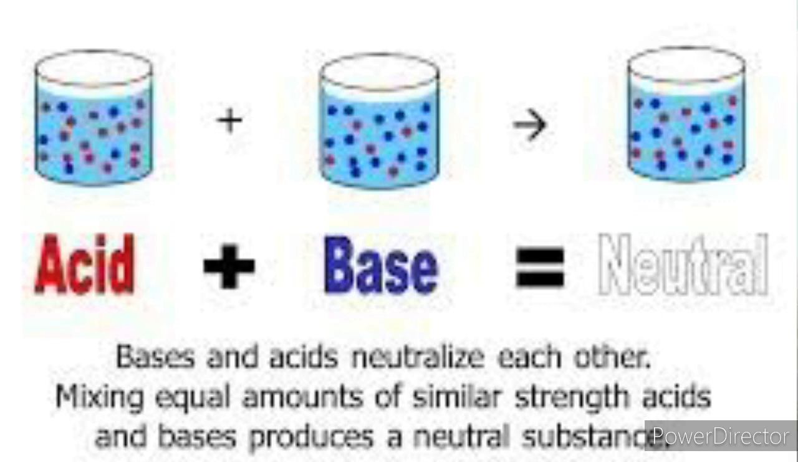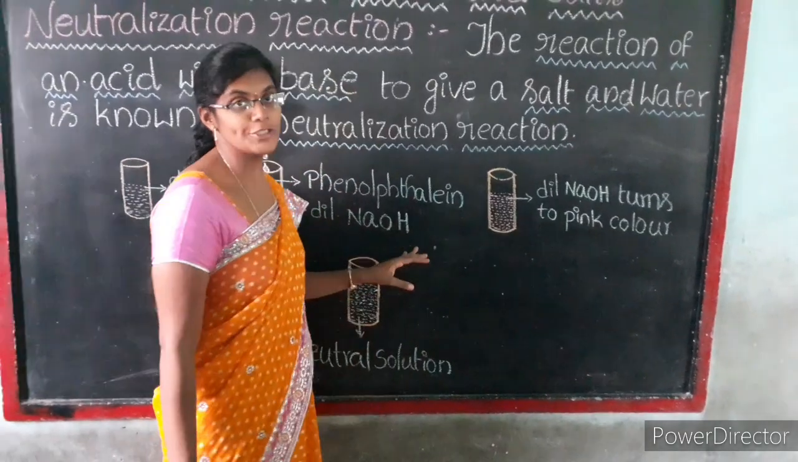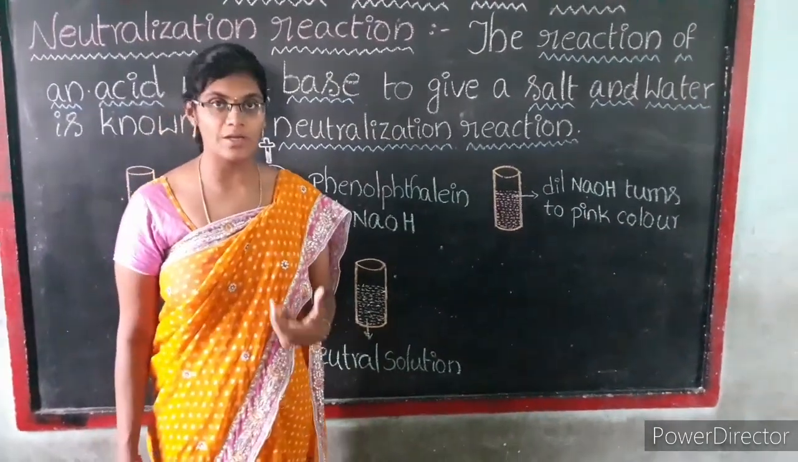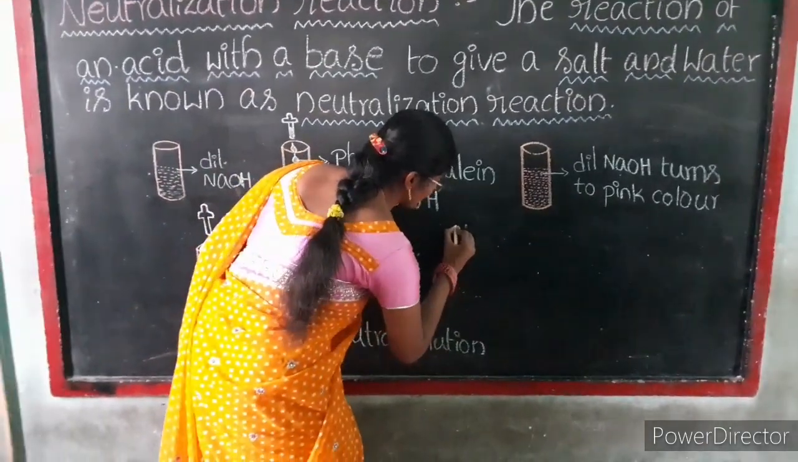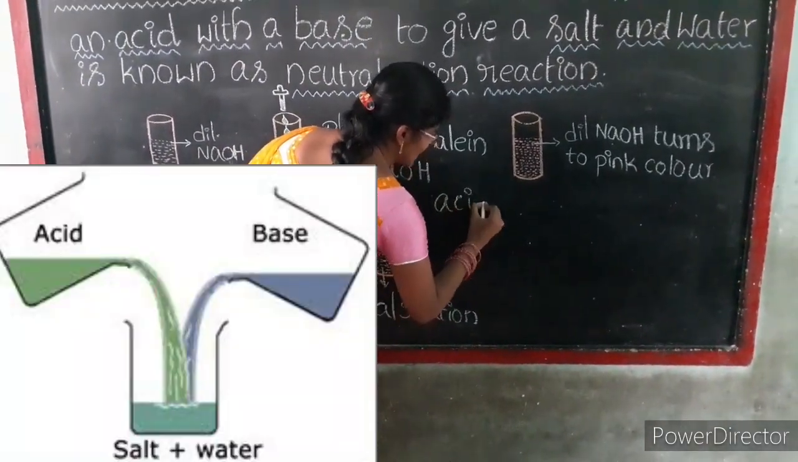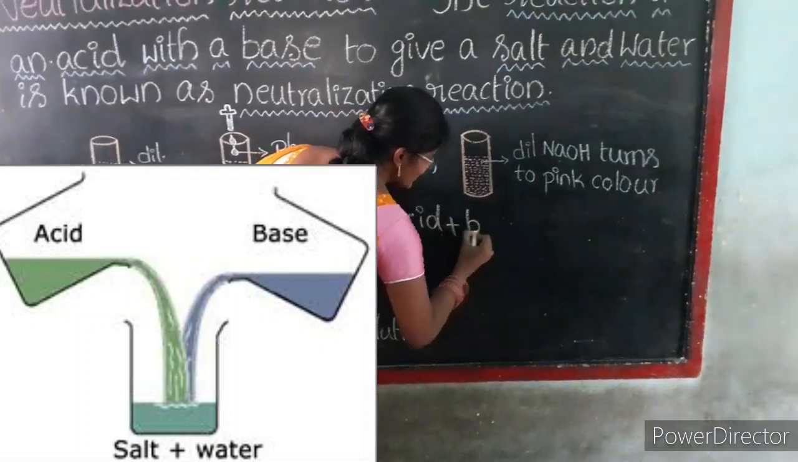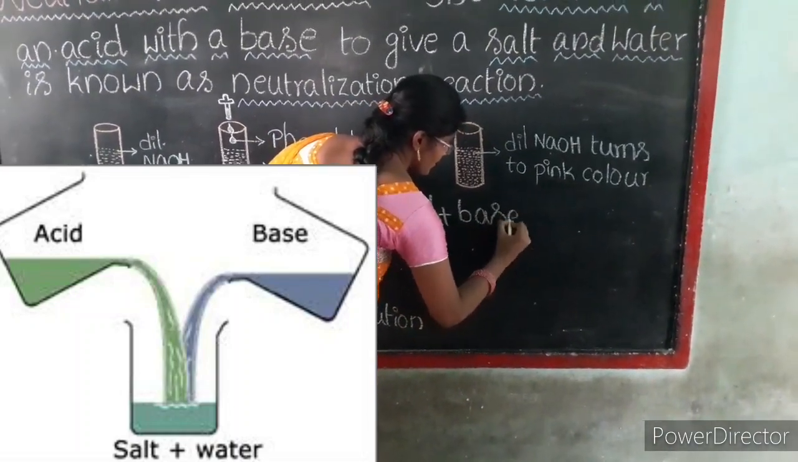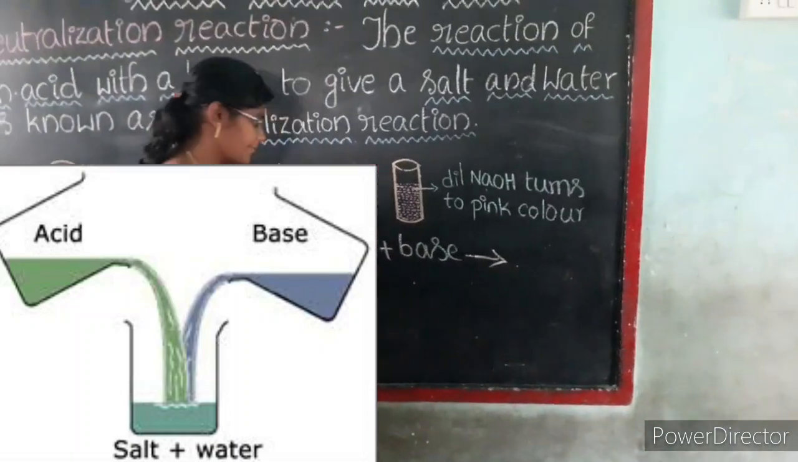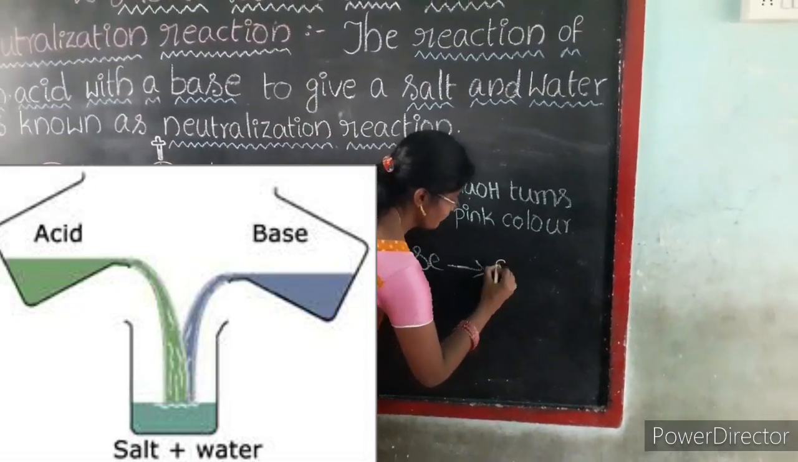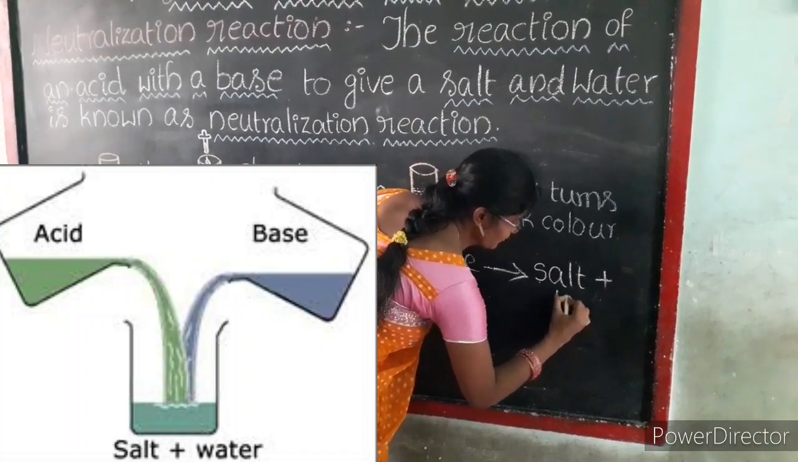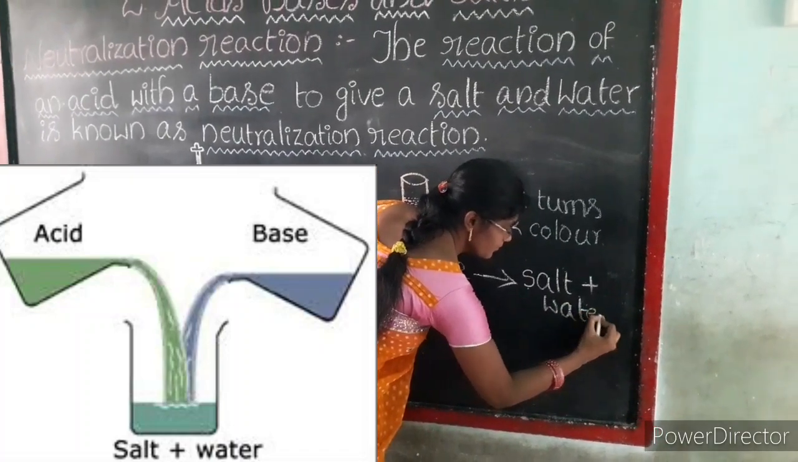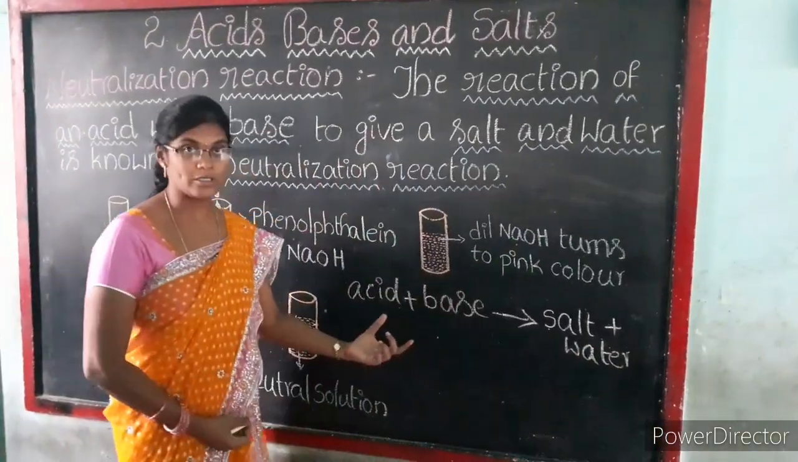Look here, children. Now I am going to write the general formula for the neutralization reaction. The general formula for this neutralization reaction is acid and base. When they combine, they give salt plus water. Salt plus water.